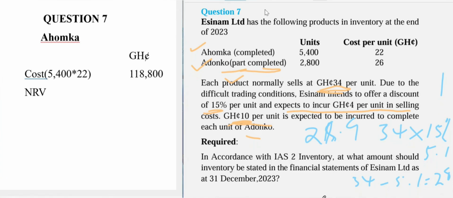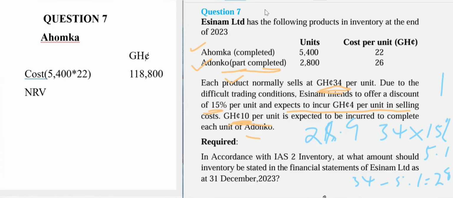Are you following? Even though it was 34 cedis, there's a discount of 15%. So multiply the 15% by 34 and you get 5.1. And when you take 5.1 from 34, you get 28.9. And the 28.9 is the price after the discount, right?